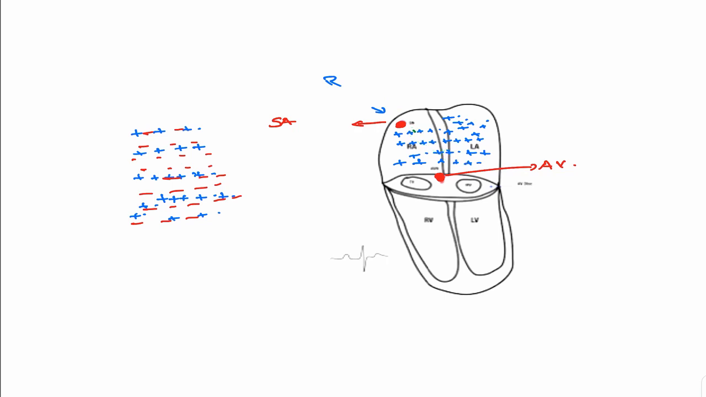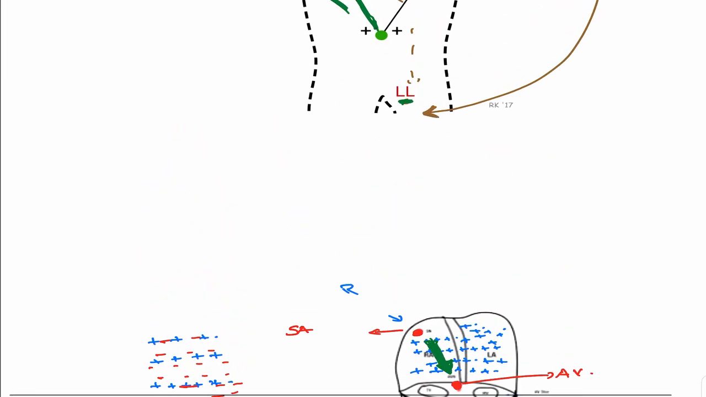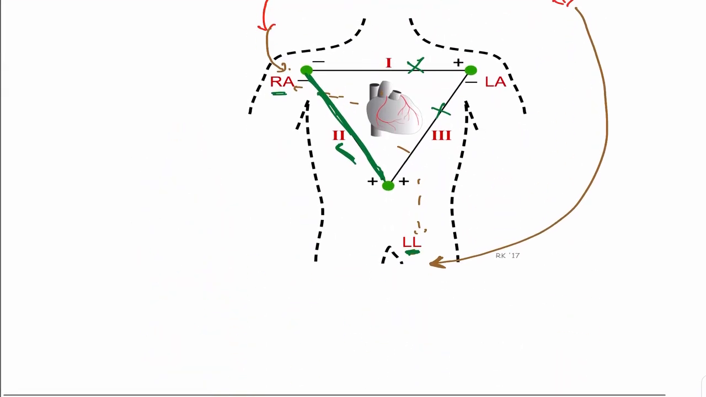So it's going where? It's going basically towards the AV node and the ventricle. So this is basically the direction of the vector. It's downward and leftward. Okay, now coming back to this picture, I'm just giving a little bit of detail for you to understand what actually is happening.